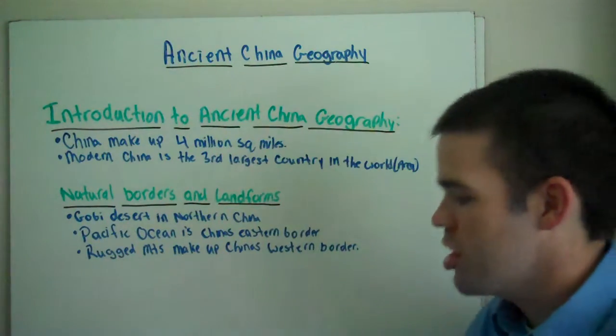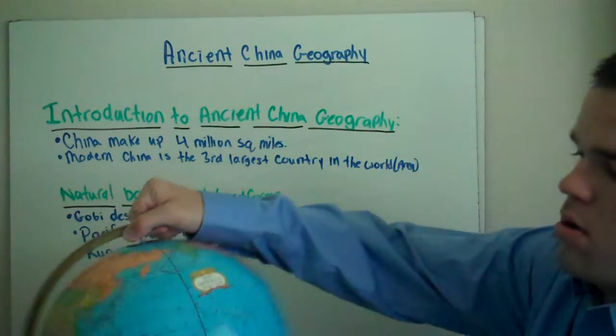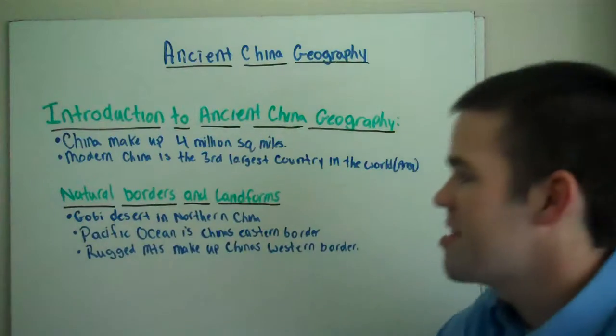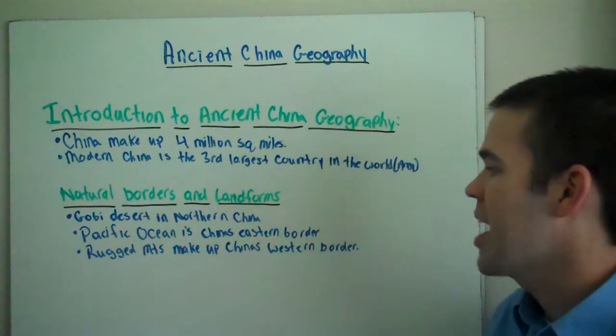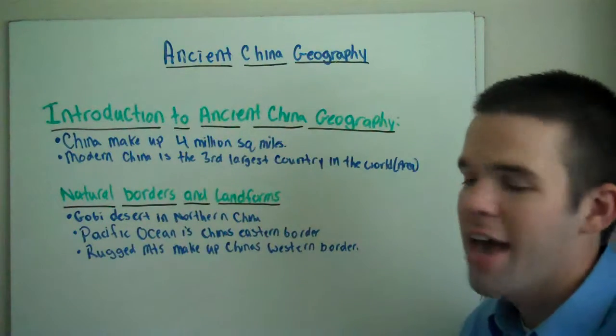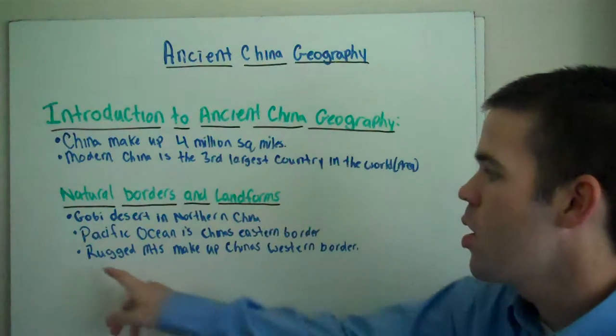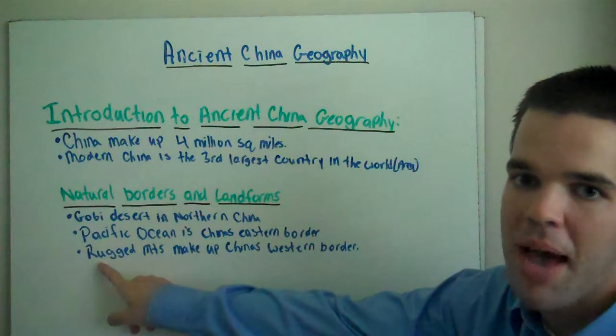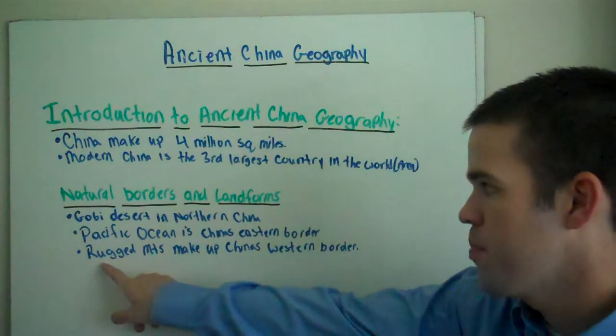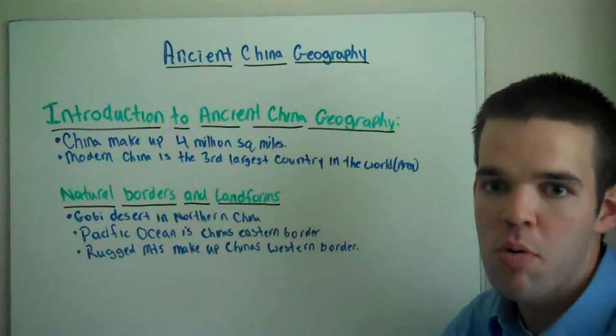The Pacific Ocean, right here, is in China's eastern border, and rugged mountains make up China's western border. Now, invaders that wanted to try to come into China had to go through the rugged mountains. They were not very successful. So they found other routes.